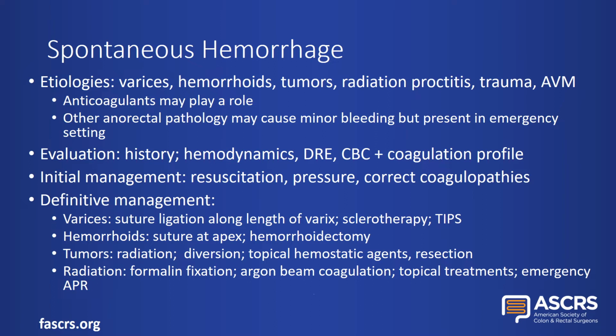Similar to other GI bleeding, the initial management includes resuscitation with blood products and the correction of any coagulopathy. However, the anal canal benefits from its relatively accessible location, and often pressure and packing can be used as part of the initial management strategy. The definitive management of spontaneous anorectal hemorrhage depends on the pathology.